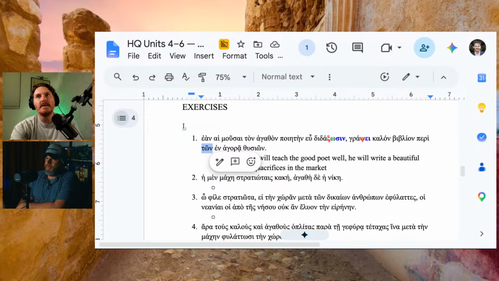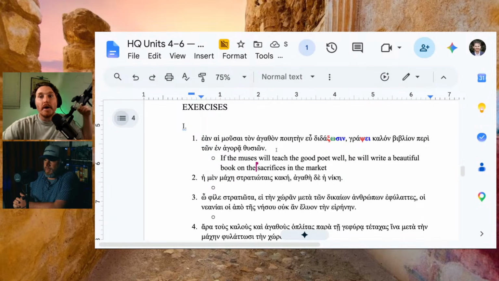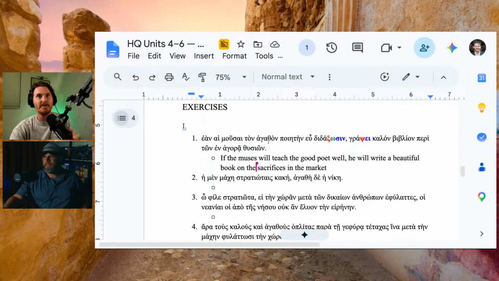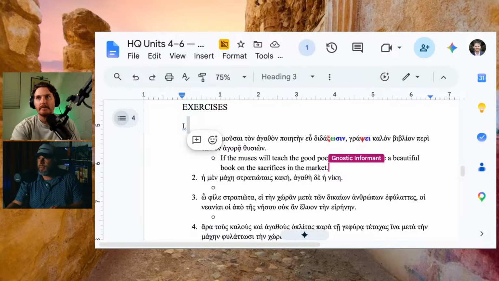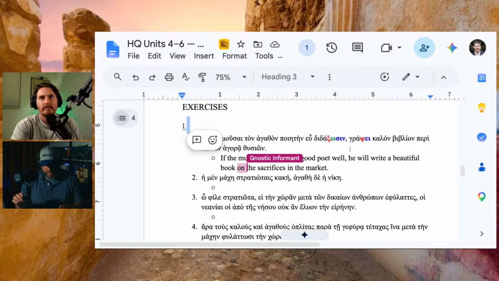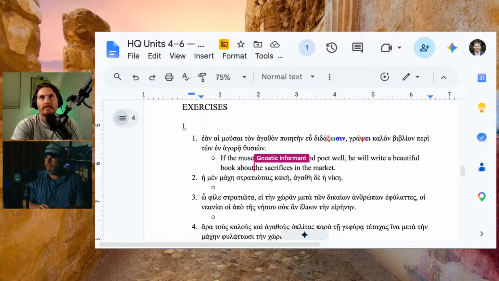If it was grapse kalon biblion peri en agorathicion, then it would be a book on sacrifices in the market. But this is referring to the sacrifices that are performed in the market. Okay. So that's why you just translate the tone as of the. In this case, it's about the sacrifices in the market. Book about the sacrifices. Yep. Okay, that was good.